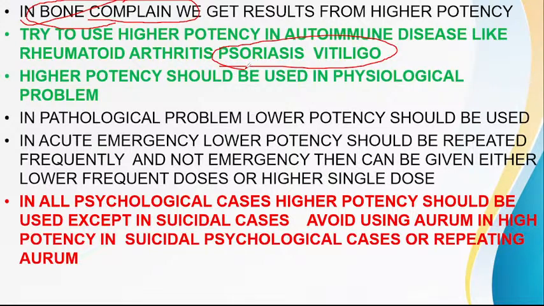Now the third point about potency and repetition is that higher potency should be used in physiological problems. All problems having a physiological complaint, gastritis, arthritis. See, arthritis is also a physiological complaint. That's why it needs a higher potency. But if the problem is pathological, then lower potency. In pathological problems, basically the patient has low vitality, so a low potency in repeated form should be given.